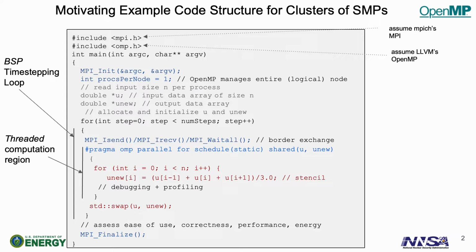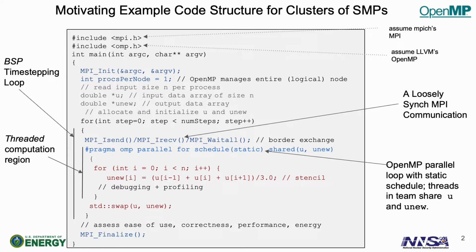multiple times. Note that within that BSP time-stepping loop, we have this MPI send, receive, wait all. So these are loosely synchronous MPI communications, and you can have interleavings of computation and communication within each time step. And then you also have this OpenMP parallel loop with this static schedule, and in that you have this team of threads, and the threads share these variables, the u and u new.